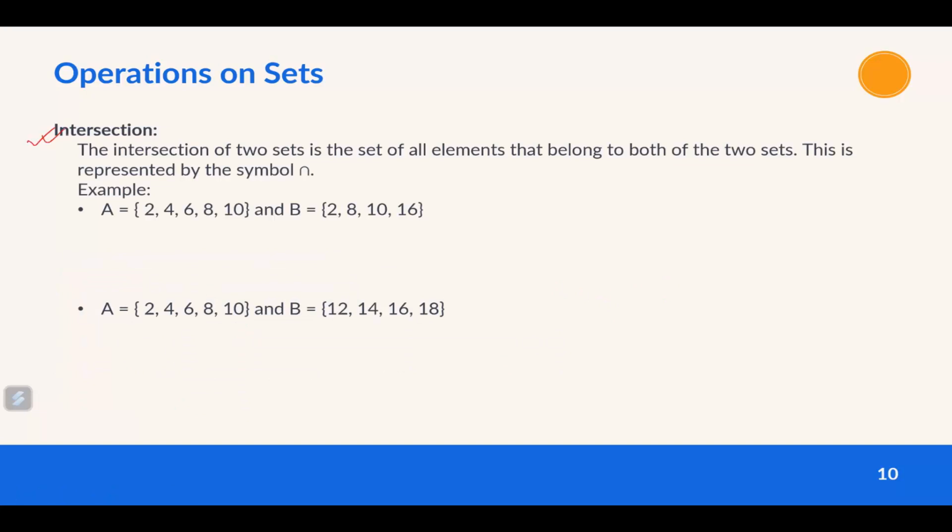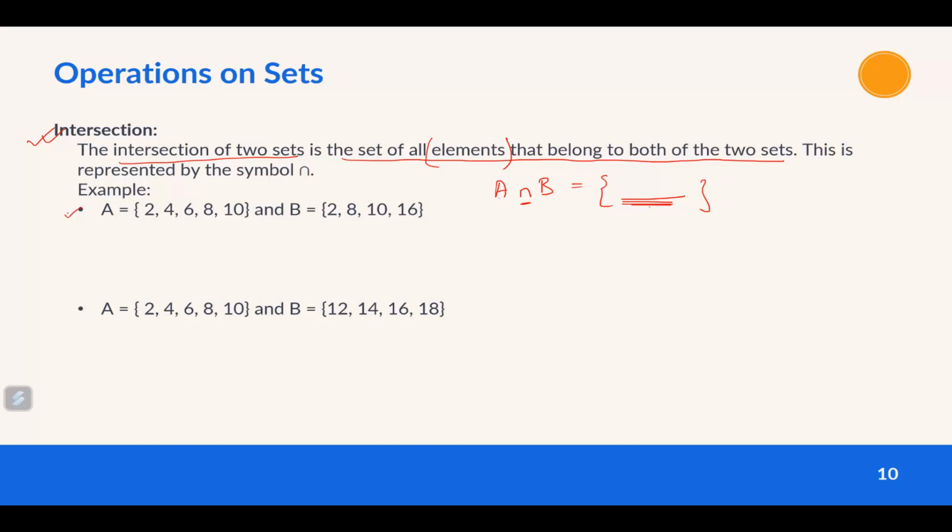This is the second operation which we are going to see. It is known as the intersection operation. The intersection of two sets is the set of all the elements that belong to both the sets. Suppose we have two sets A and B. We write this intersection as an inverted U, which is the intersection operator. The intersection of two sets gives a set which contains the elements which belong to both sets. The elements we get here must belong to both set A and set B.